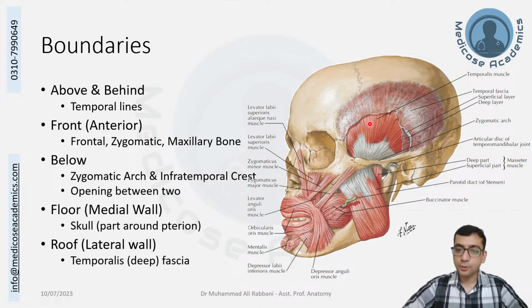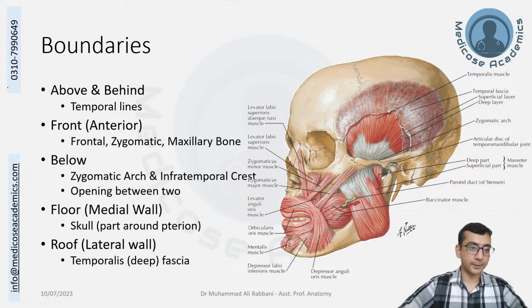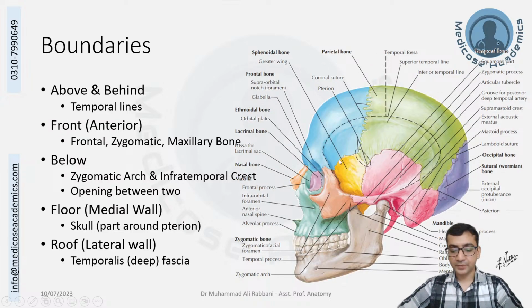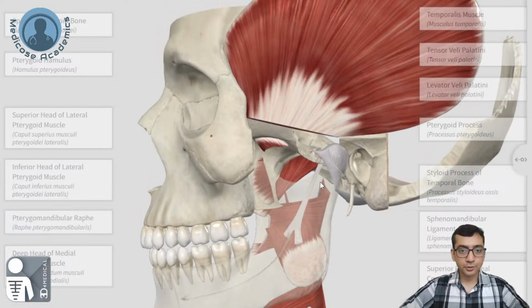The space is closed by the fusion of the temporalis fascia into the skull. So this is the enclosing space, and that line of fusion is the superior temporal line. Then in front there are the bones: the frontal bone right here and the zygomatic bone right here. And if we look a little lower, there will be the maxillary bone. Let me show you here.